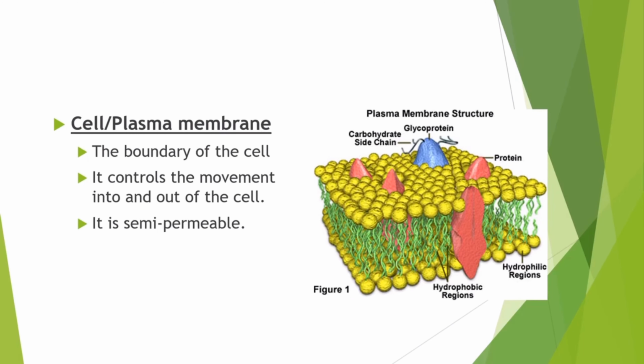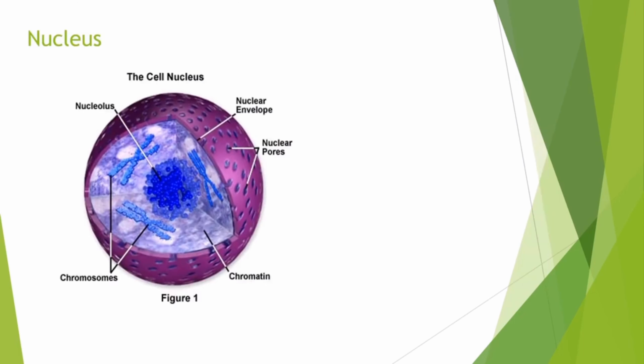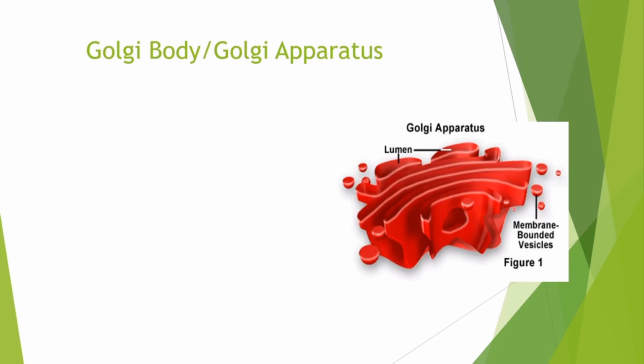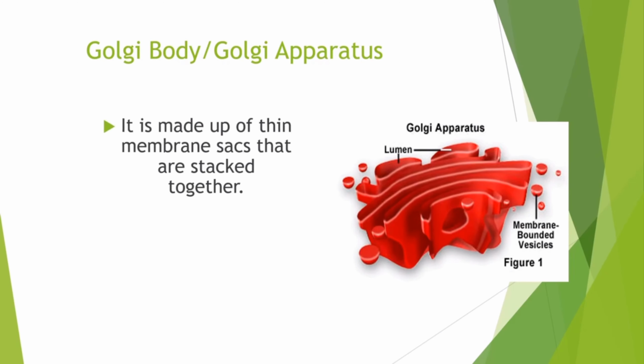Let's move on to the nucleus. The nucleus is the brain of the cell because it controls and directs all the activities within the cell. We do also have the Golgi body or Golgi apparatus. It is made up of thin membrane sacs that are stuck together. It works with the ribosomes and endoplasmic reticulum.